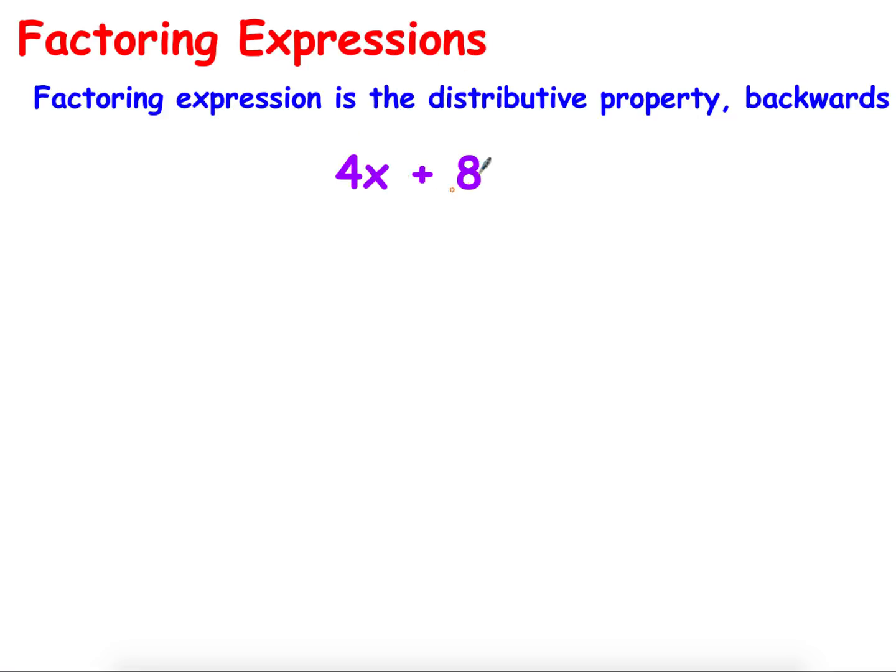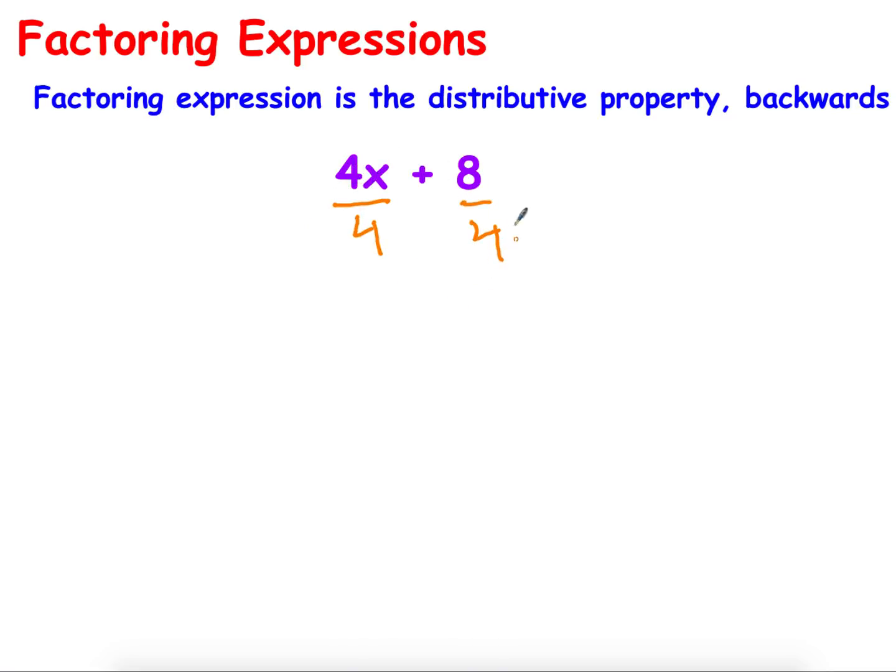Okay, so if I look at 4 and 8, 4 and 8 can both be divided by 4, right? Because 4 divided by 4 is just 1. 8 divided by 4 is 2. So I can divide both of these by 4. So what I'm going to do is I'm going to do just that. I'm going to divide both of these by 4.